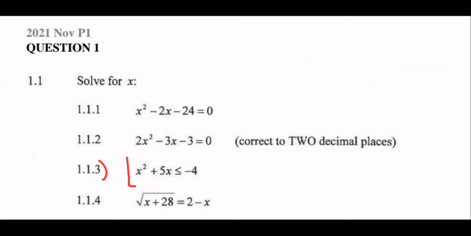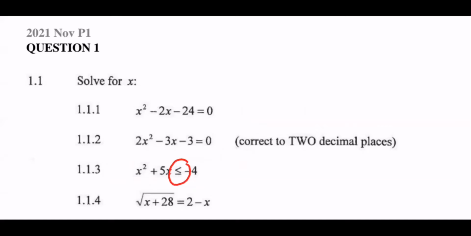Okay. This third question, even though it looks similar to these two, and you will kind of solve it in the same way, there is a slight change here. This is no longer an equation. Even though it's quadratic, it's no longer an equation. It's what we call an inequality.